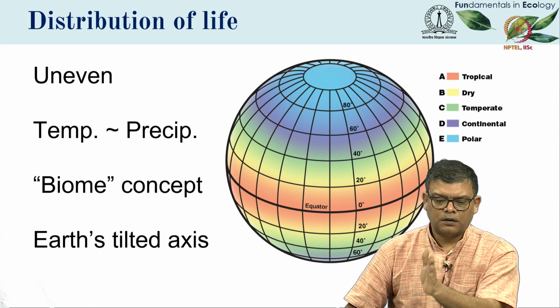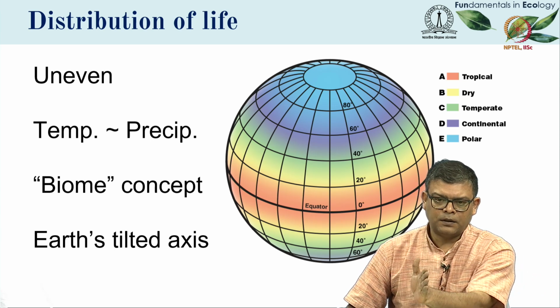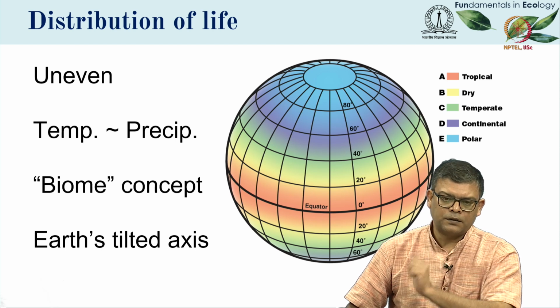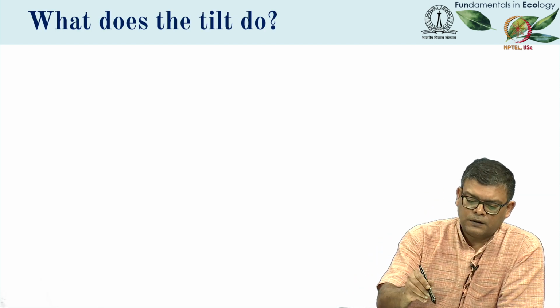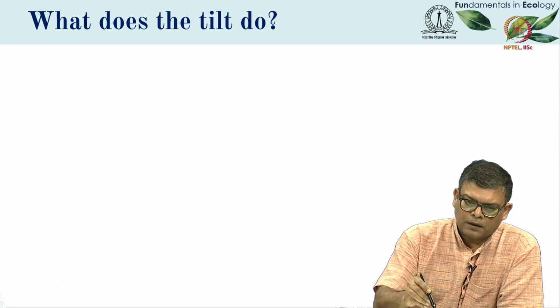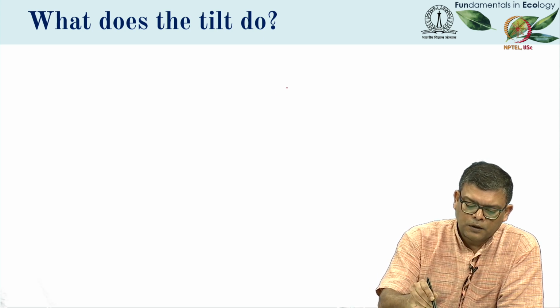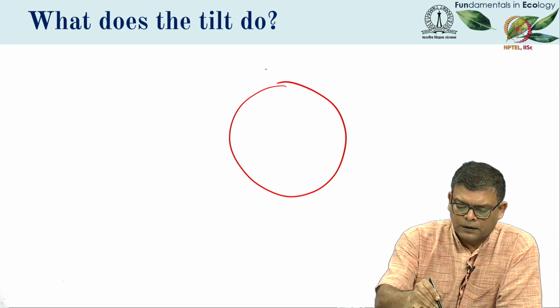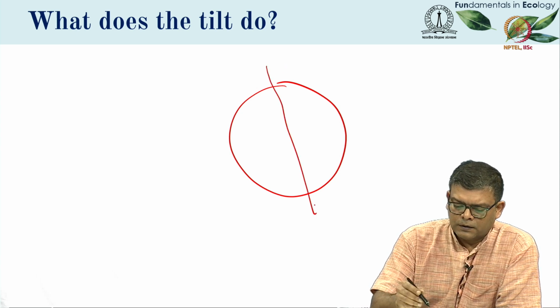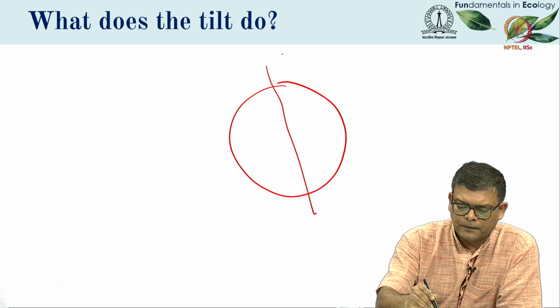Unlike this picture, when the Earth is revolving around the sun, it's actually revolving on a tilted axis. So let's see why this tilt is important and what this tilt does. So let me draw the Earth here, and this is the tilted axis.